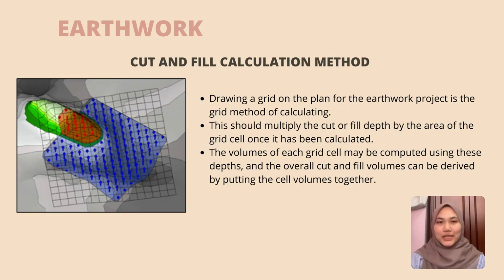Next, we proceed to the cut and fill calculation method. This figure shows the grid method of cut and fill calculation. Drawing a grid on the plan for the earthwork project is the grid method of calculating. Calculate the cut or fill necessary for each grid node based on the existing and expected ground levels. Moreover, this should multiply the cut or fill depth by the area of the grid cell once it has been calculated. Lastly, for each cell in the grid, the average cut or fill depths are determined. The volumes of each grid cell may be computed using this depth, and the overall cut and fill volumes can be derived by putting the cell volumes together.